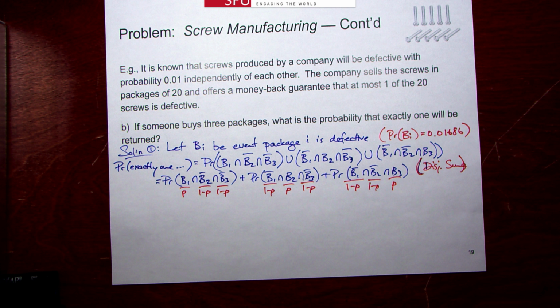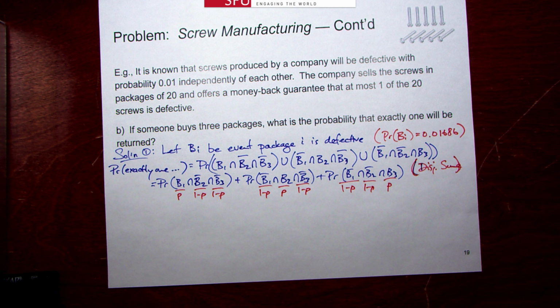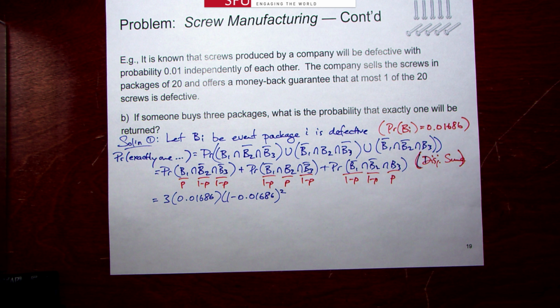And it turns out that all 3 of these things are the same. They're just multiplied in a different order. Okay, so we end up getting 3 times P, which is 0.01686, times 1 minus P, which is that, all squared. And then we would get the answer, around 4.9%.